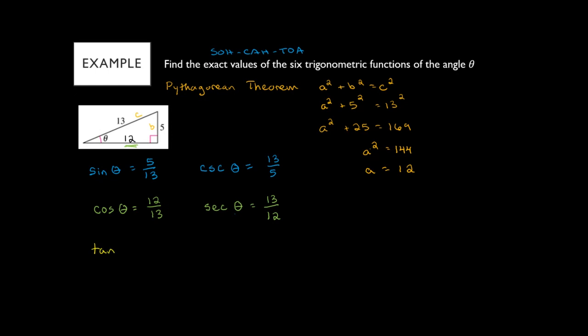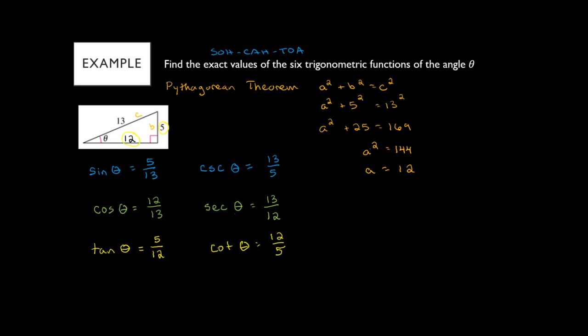And then the last one is tangent, which is tan theta. That's TOA, opposite over adjacent. The opposite is 5 and the adjacent is 12, so that's 5 over 12. Then the reciprocal of tangent is cotangent, so that is 12 over 5. As long as you have the right triangle, you can get the values of all 6 trig functions.